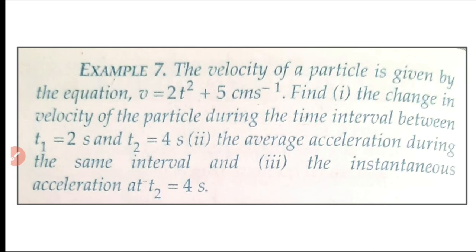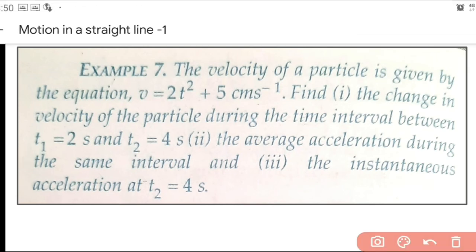Now let's discuss one problem, as we did in the previous class. The velocity of a particle is given by the equation v is equal to 2t square plus 5 centimeter per second. Instead of meter per second, it's given in centimeter per second. Find the change in velocity of the particle during the time interval between t1 equal to 2 seconds and t2 equal to 4 seconds. Second, find the average acceleration during the same interval and the instantaneous acceleration at t2 equal to 4 seconds.